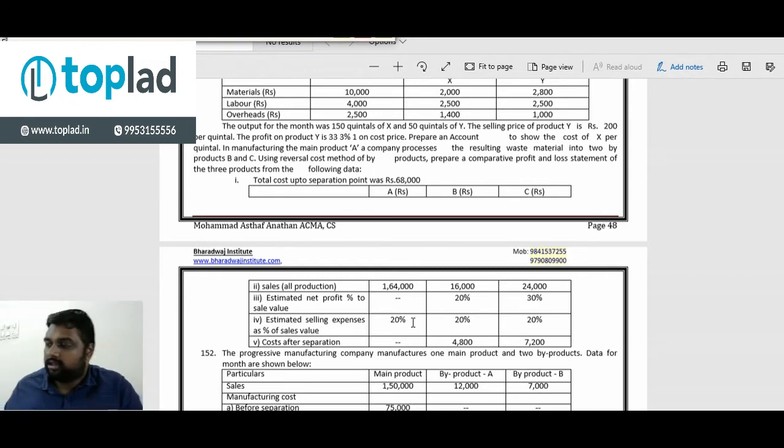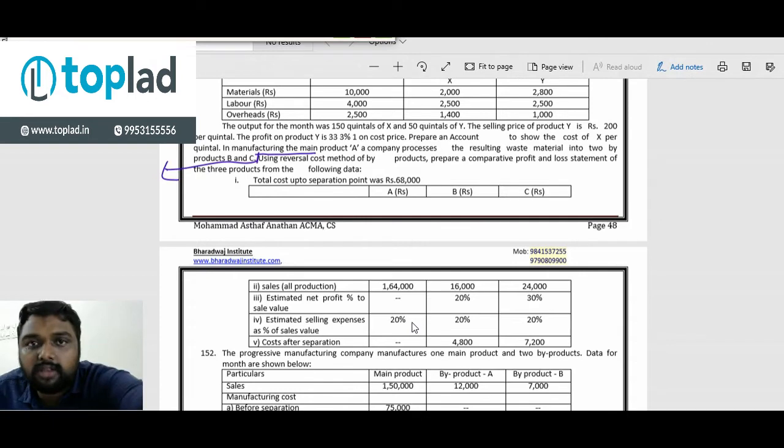See, the question starts from here. Actually, there is a printing mistake. Here a new question starts, which is a two-time previous year question. We will start.